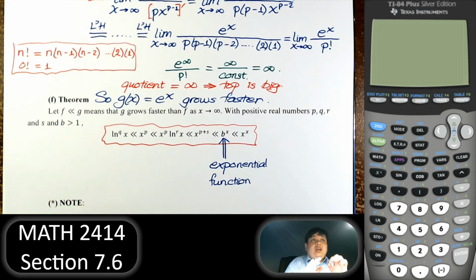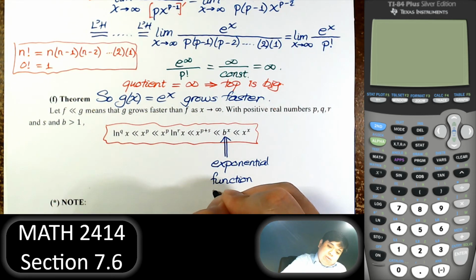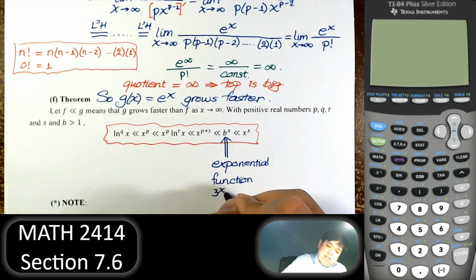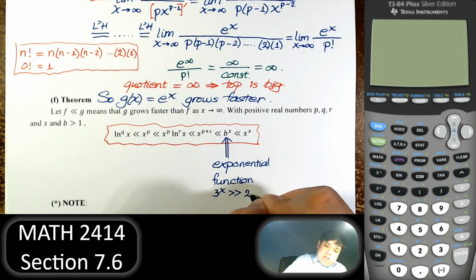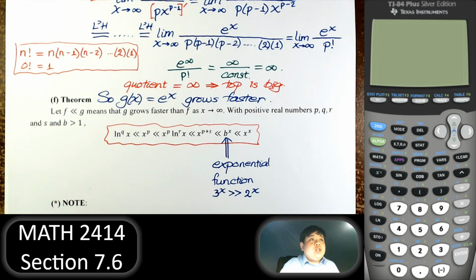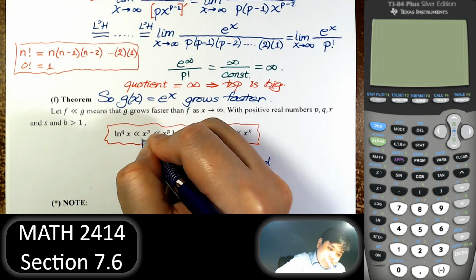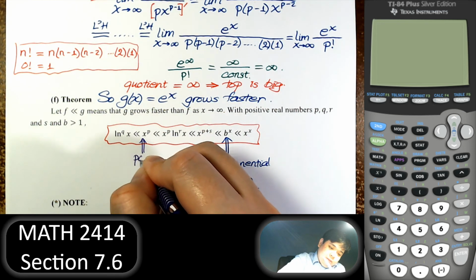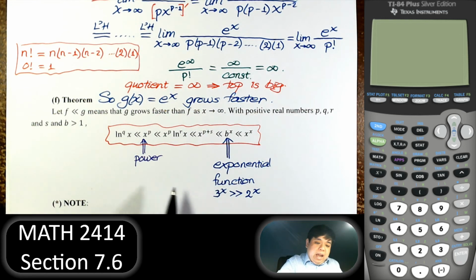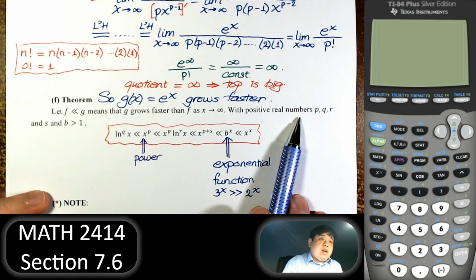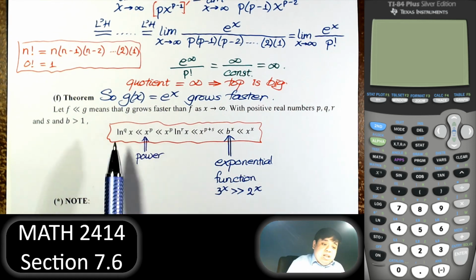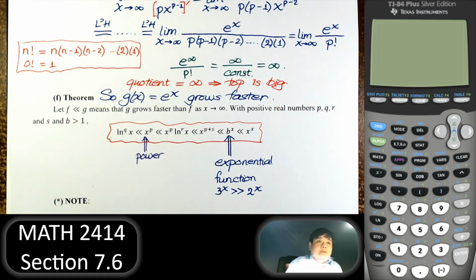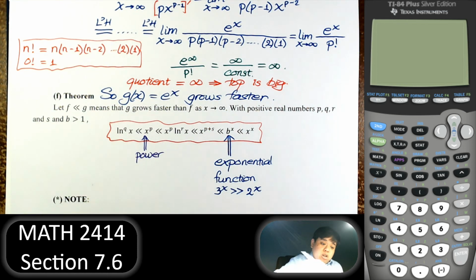And we did mention that within that exponential function, for example, 3 to the x is faster than 2 to the x, so within each class. And then that is the power function. Except for the base b, all of these are positive, so it may be easy to think of p, q, r, s all equal to 1. So that is the log function. The log function is the smallest.